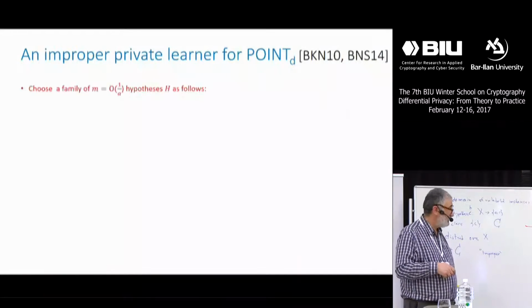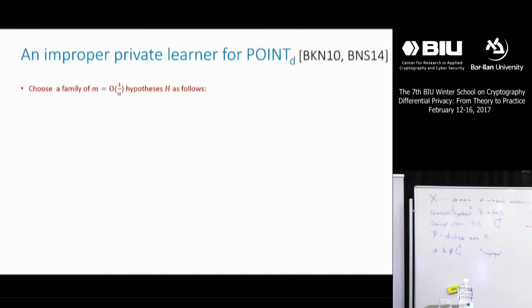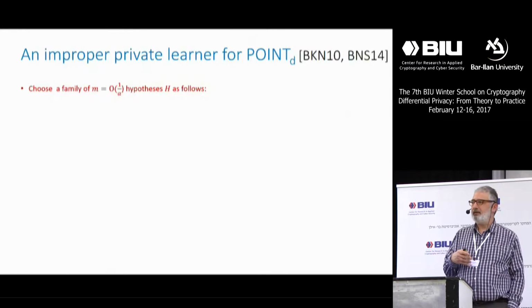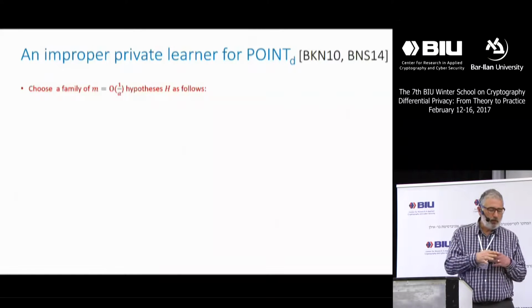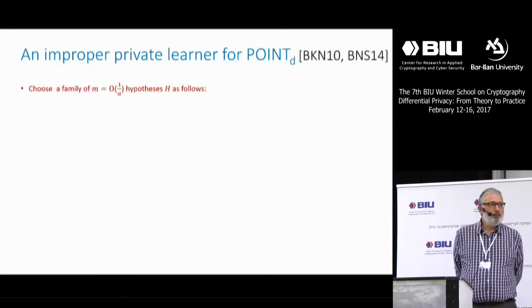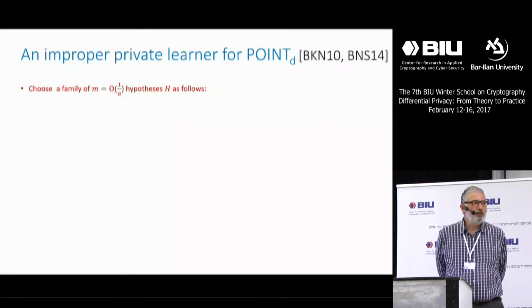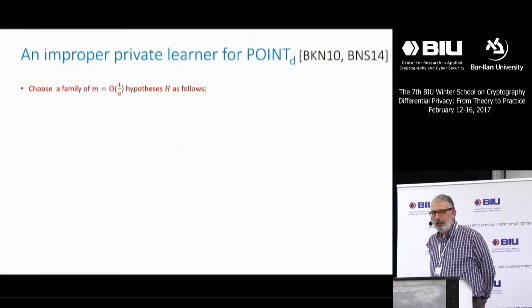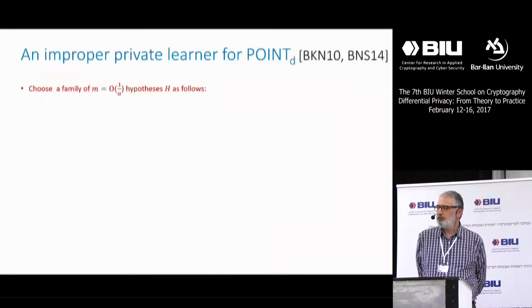Okay, so let's do this first thing and show that moving from a proper learner to improper learning actually can help us. And this is surprising because people have looked at improper learners also in the classical learning setting without the requirement of privacy. And the reasons for moving from proper to improper learning are computational.